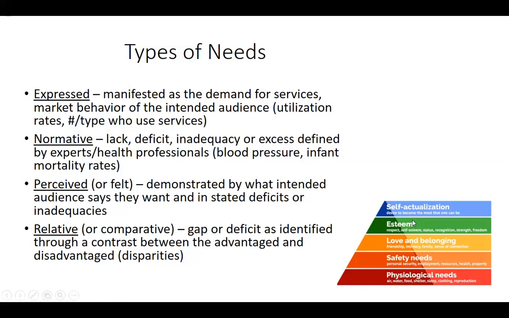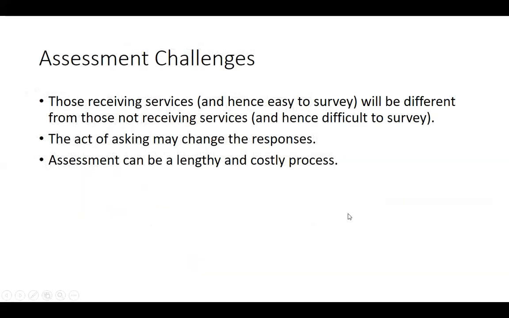So just other things to think about. Some different challenges occur with needs assessments and community assessments of all types. Those that are receiving the services are going to be different from those not receiving, obviously. So they're going to be maybe more difficult to survey. For example, if you had more random selection through a neighborhood or community, you could get maybe both that way.